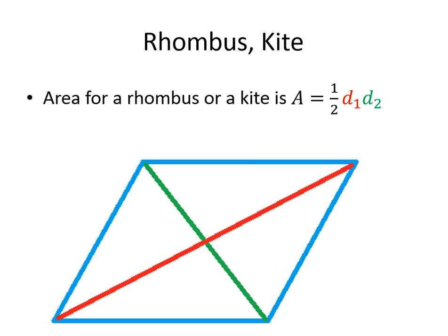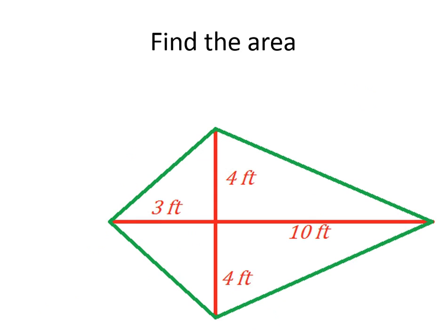All right, rhombuses and kites, or a rhombus. The area for a rhombus and the area for a kite. To find the area of a rhombus or a kite, you're going to go 1/2 times the diagonals multiplied together. Remember, the diagonals go from one end to the other. So you multiply the entire length of both of them together and then divide it in half. So 1/2 d1 times d2.